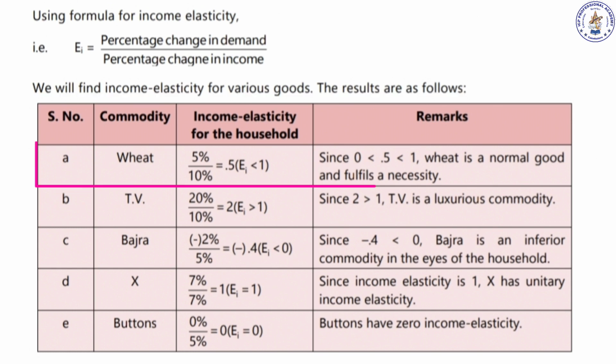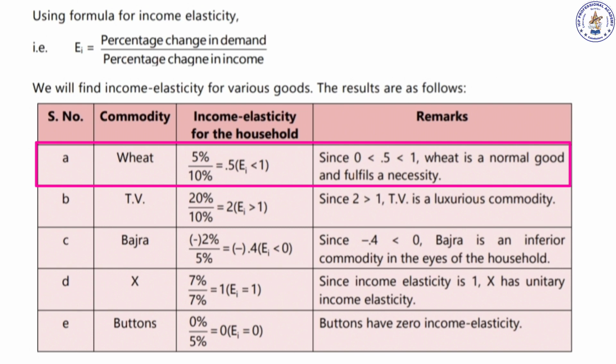Now the commodity is wheat. When the household's income is raised by 10%, the demand for wheat increases by 5%. So applying the formula, 5% divided by 10% is equal to 0.5, where EI is less than 1. So here wheat is a normal good and fulfills a necessity, so the elasticity is less than 1.